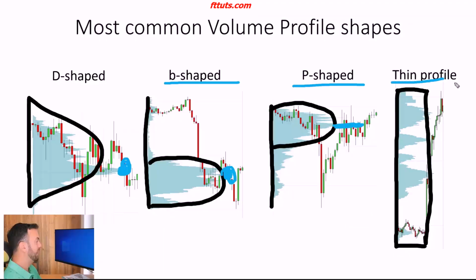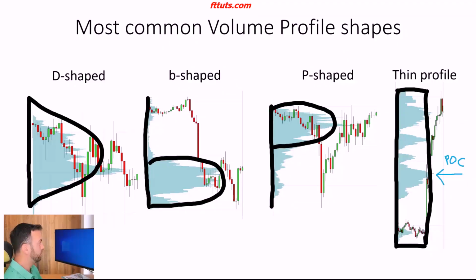And then with the thin profile, sometimes it's a bit hard to tell, especially if there are a couple of volume clusters like here. But I think looking at this profile that the point of control, the heaviest volumes were traded right here. So in this case, this is the point of control here, right? So every volume profile has a point of control, no matter what the shape of the volume profile is, no matter how the volumes are distributed throughout the whole day.